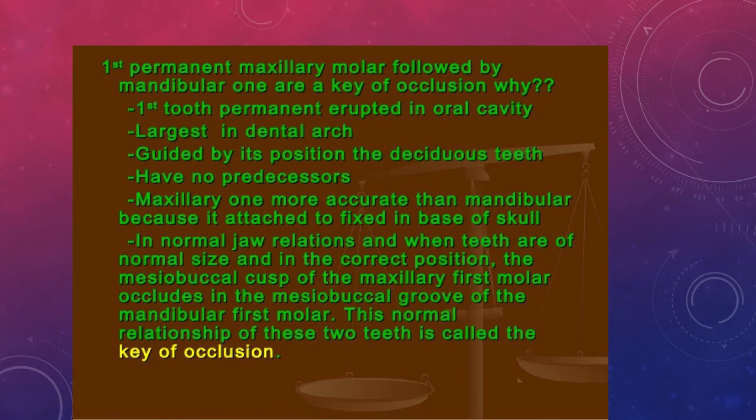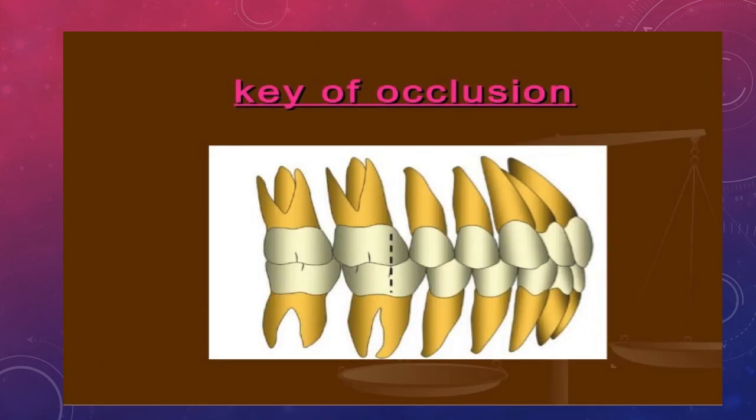In normal jaw relation, and when teeth are of normal size and in the correct positions, the mesiobuccal cusp of the maxillary first molar occludes in the mesiobuccal groove of the mandibular first molar. This normal relationship of these two teeth is called the key of occlusion. You can look at this for the key of occlusion.